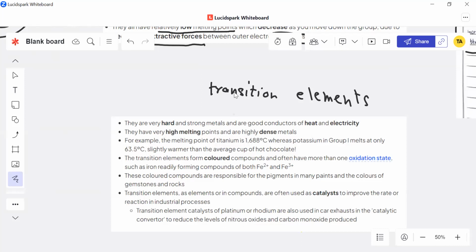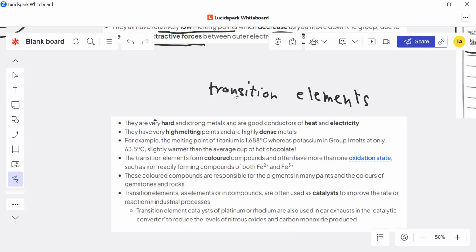Transition elements are very hard and strong metals that are good conductors of heat and electricity. So the reason that we use copper is because it's a good conductor and it's a transition element. They have very high melting points and are highly dense metals. They have high density and high melting point. This is another reason we use copper, because copper has a high melting point.